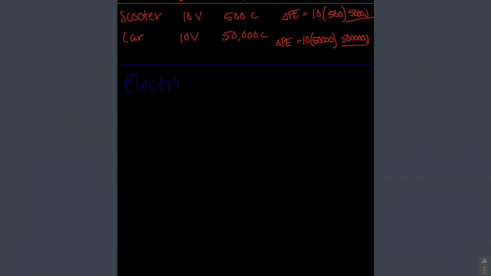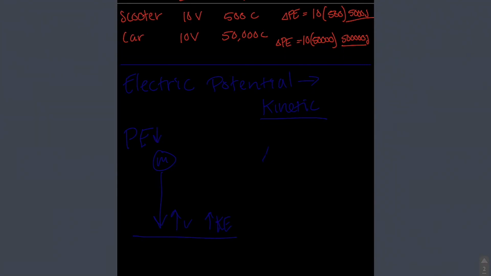Let's talk about electric potential converted to kinetic energy. So let's use our example that we had earlier with gravitational potential energy. As the mass gets closer to the ground, velocity goes up, meaning potential energy goes down while kinetic energy goes up. This is how you get the equation change in potential energy equals negative change in kinetic energy.